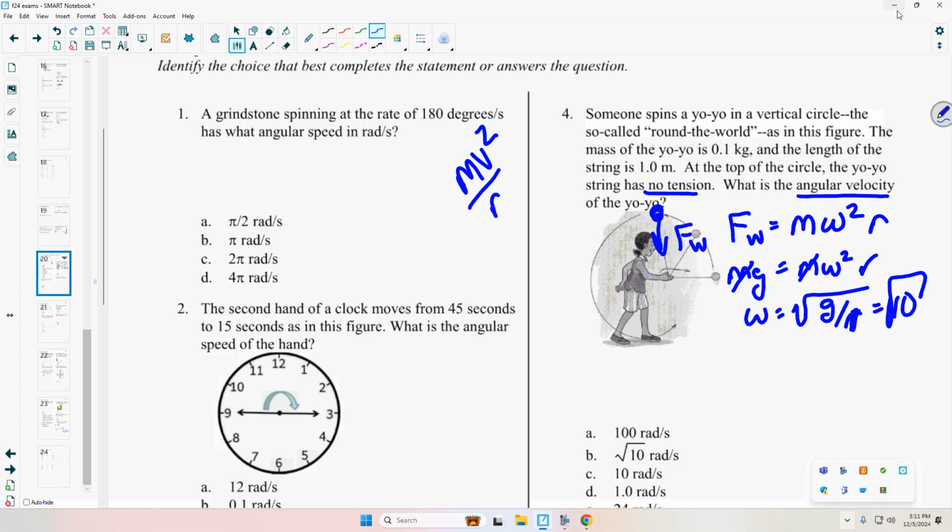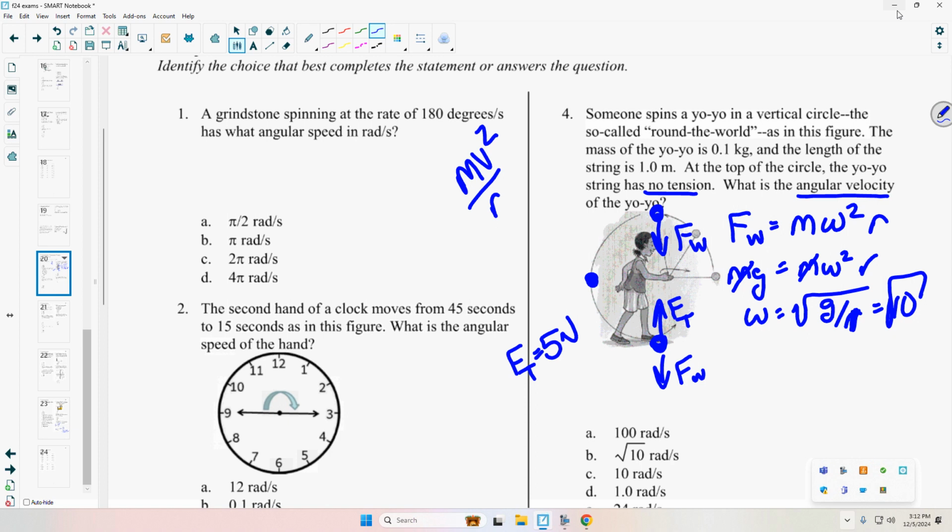Now, the only other scenario I could give you is what if the object is at the bottom? In that case, you're always going to have a tension that's acting upwards, and a weight that's acting downwards. I would tell you what the tension is. So let's say, for example, I'm just pulling a number, 5 newtons. I would say, the tension when it goes down at the bottom is 5 newtons. And then I would ask you the same question, what is omega?